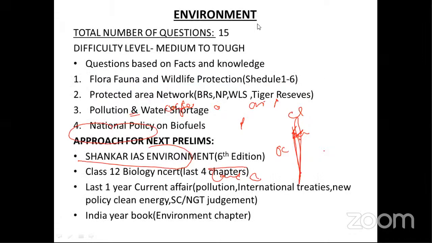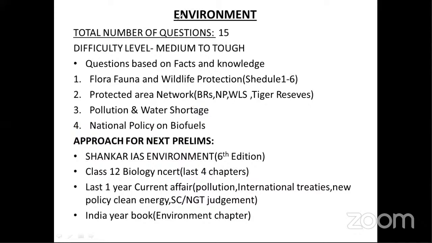Now for environment, again, environment is a favorite area where UPSC every year asks a good number of questions. These topics are called environment and science and technology. These two topics are favorite parts of UPSC. From the last few years, you'll see they are giving more importance to science and technology and environment. So last year, 2020, there were 15 questions, and the difficulty level of the questions was medium to tough.